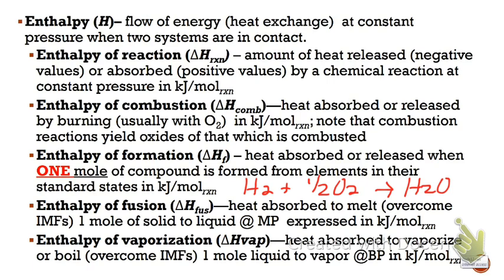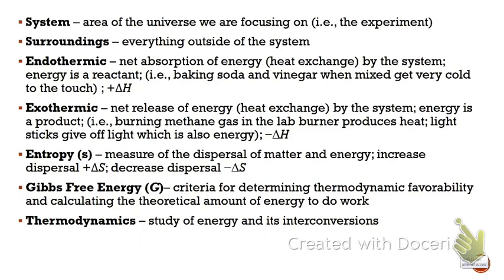Speaking of the system, it is the area of the universe we are focusing on, i.e. the experiment. Everything else is the surroundings. Endothermic is the net absorption of energy. You guys already know this from Chem 1, meaning the system is going to be absorbing energy, and delta H will be positive. Think of the good old baking soda and vinegar, bubbles and fizzes, and it gets really, really cold, and that's because it's absorbing energy from the surroundings. Exothermic is a net release of energy, and so it's going to be a negative delta H.